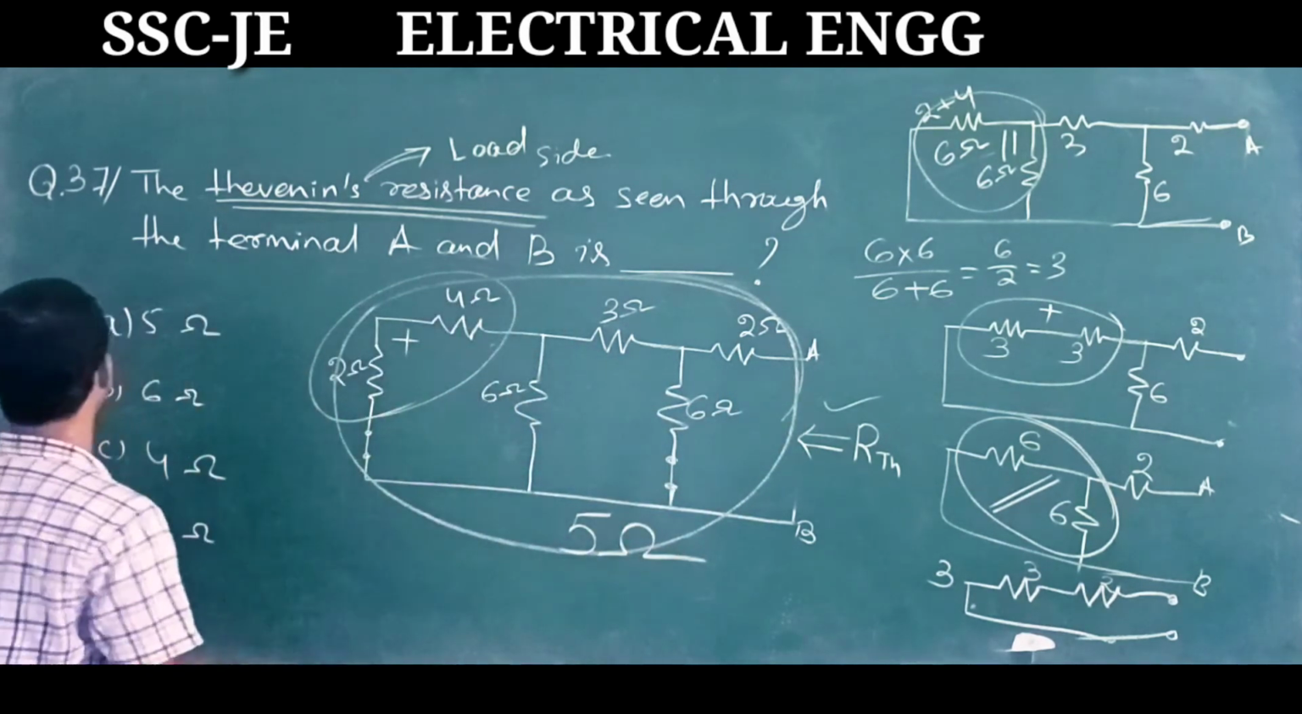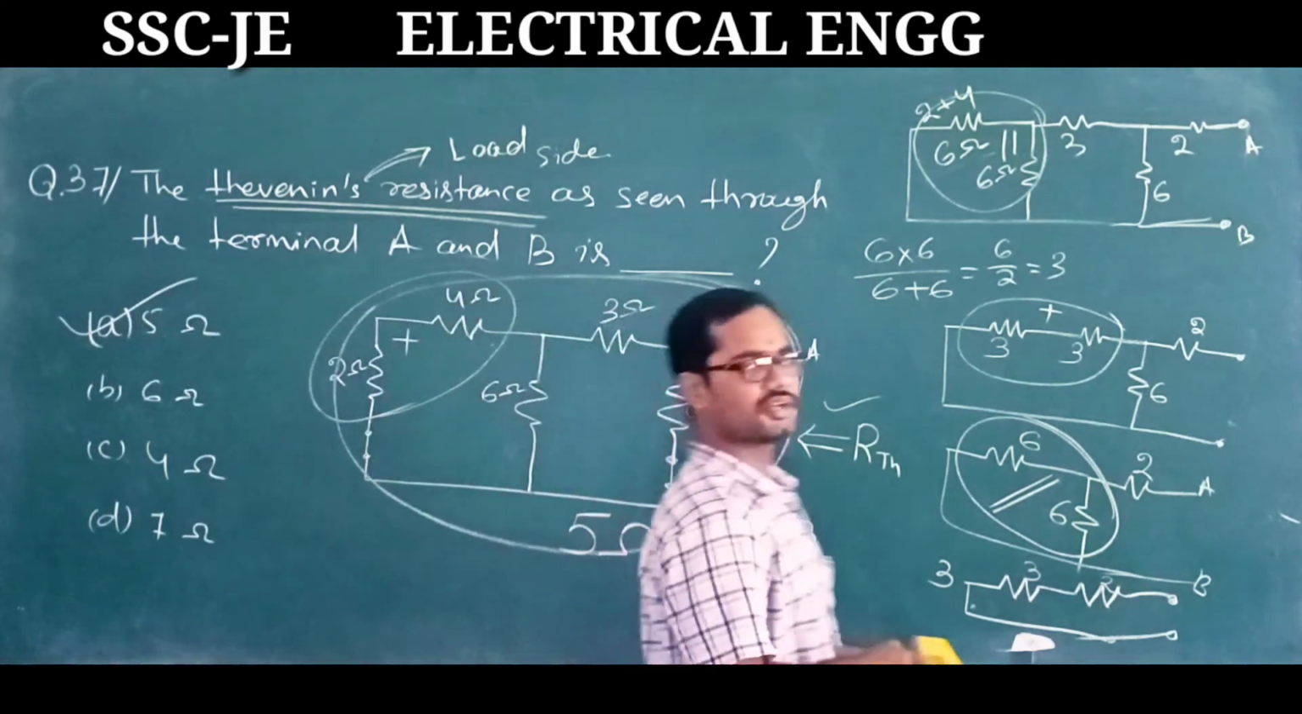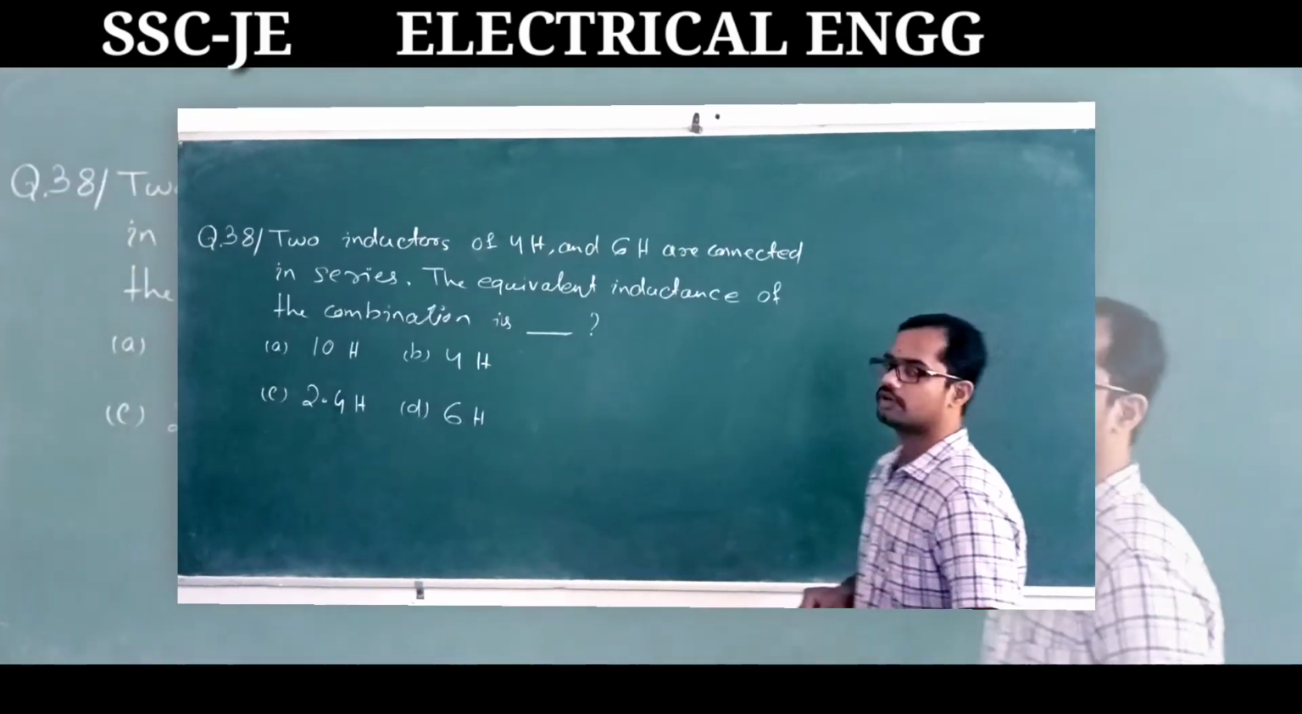So the option number A is the correct answer. 5 ohm is the Thevenin equivalent resistance through your A and B. Okay, so moving to the next question.